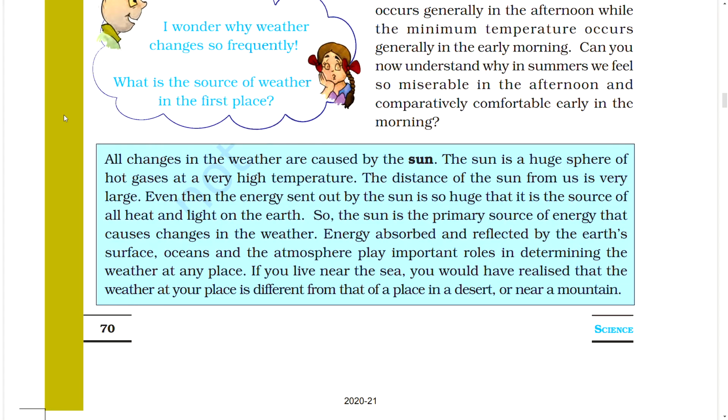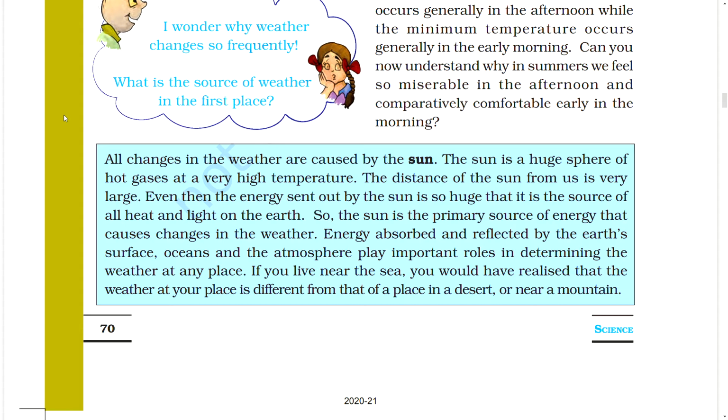All changes in the weather are caused by the sun. The sun is a huge sphere of hot gases at a very high temperature. The distance of the sun from us is very large. Even then, the energy sent out by the sun is so huge that it is the source of all heat and light on the earth. So the sun is the primary source of energy that causes changes in the weather.